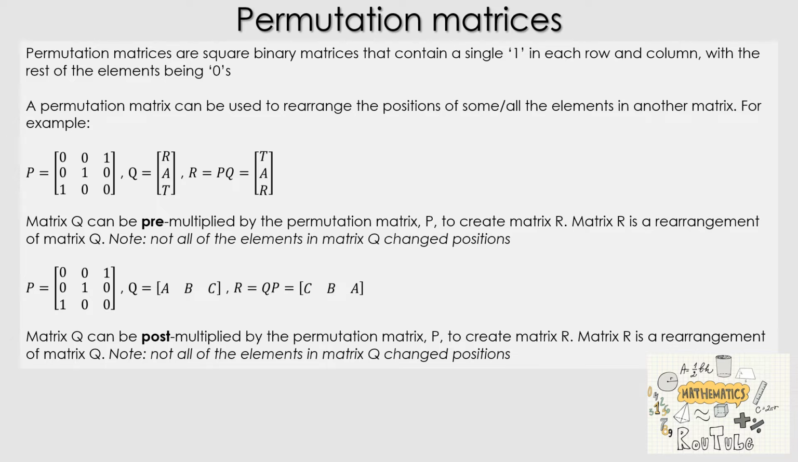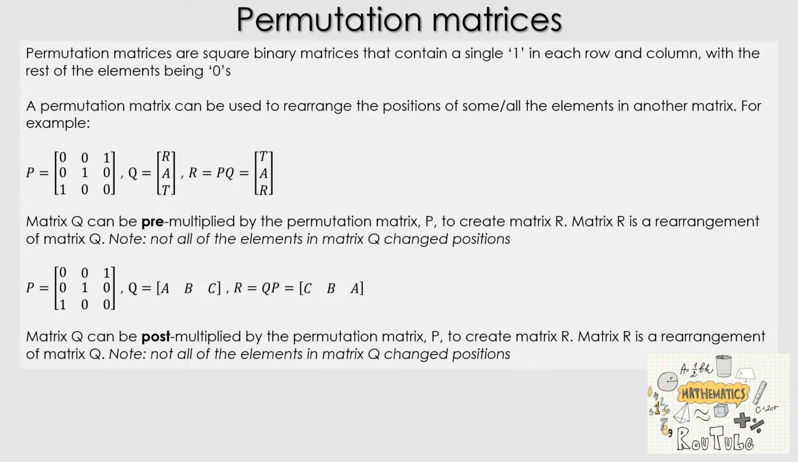Okay, so we know in our prior knowledge that square matrices are matrices that contain the same number of rows and the same number of columns. So for example, a 2 by 2 or a 3 by 3, 4 by 4, and so on. And a binary matrix is a matrix that just contains elements being ones and zeros.